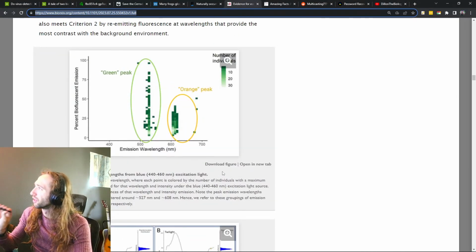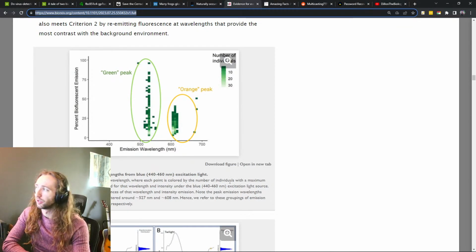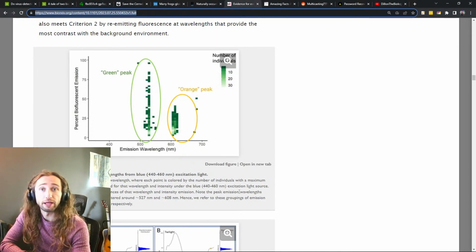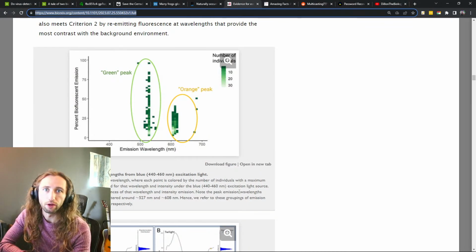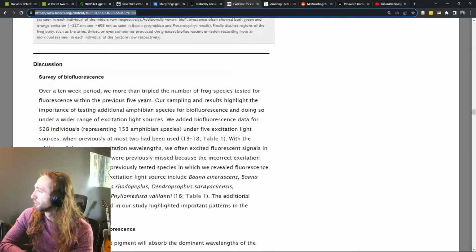Something interesting too is they also found that a lot of individuals had an orange peak in their adaptation. So they had an orange wavelength that was being emitted in the fluorescence. And this is actually maybe a great example of a spandrel. Maybe there was some evolutionary force 3 million years ago where frogs that had an orange wavelength were more able to survive and pass on their genes. So therefore, they did. But yeah. Oh, here we go.